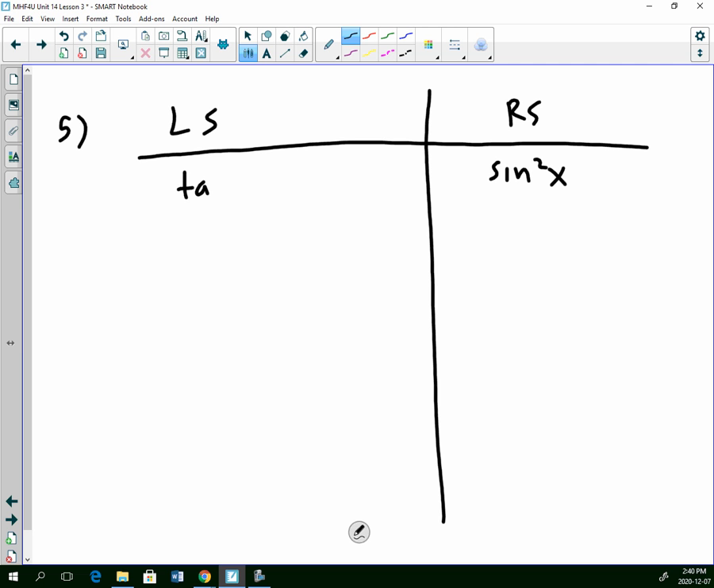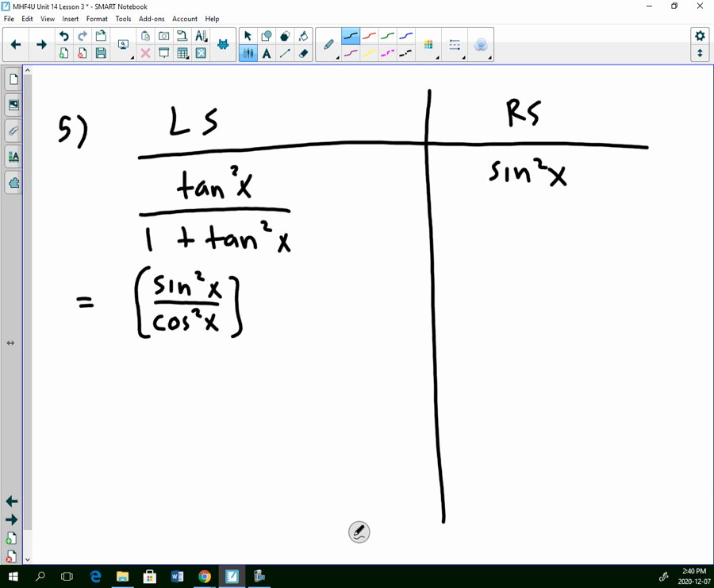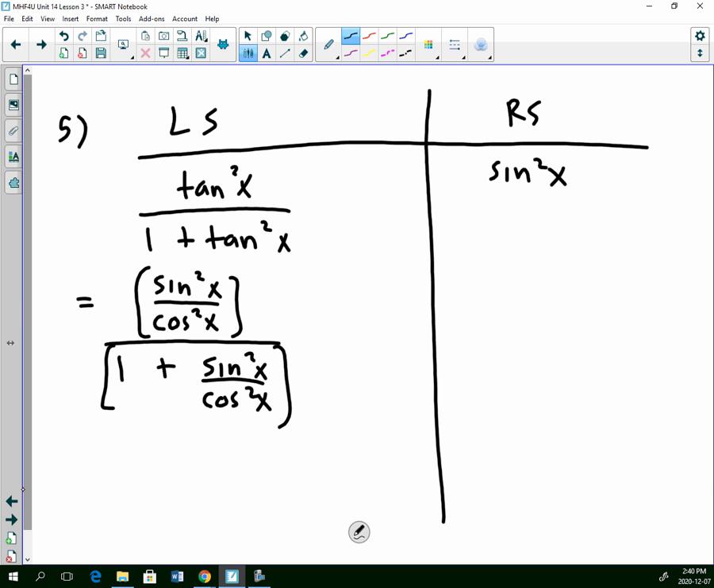On the left, we have tan squared x over 1 plus tan squared. So I'm going to change terms to sine and cosine, since they're not in sine and cosine, they're in tan. So tan squared is sine squared over cos squared. And do the same in the bottom. I like to keep the numerator and denominator in brackets so I don't get them mixed up.